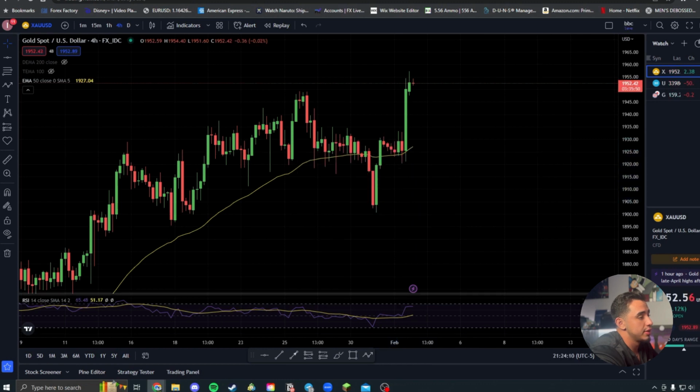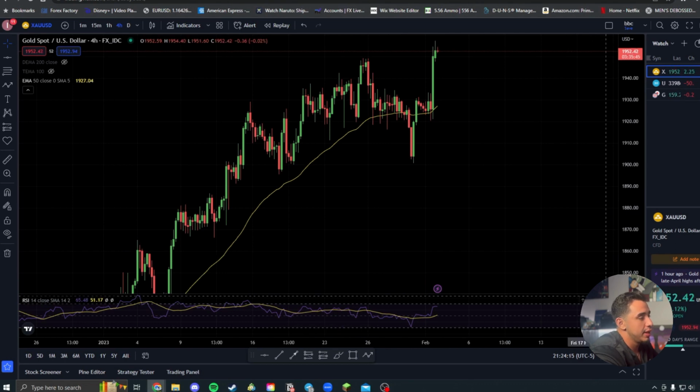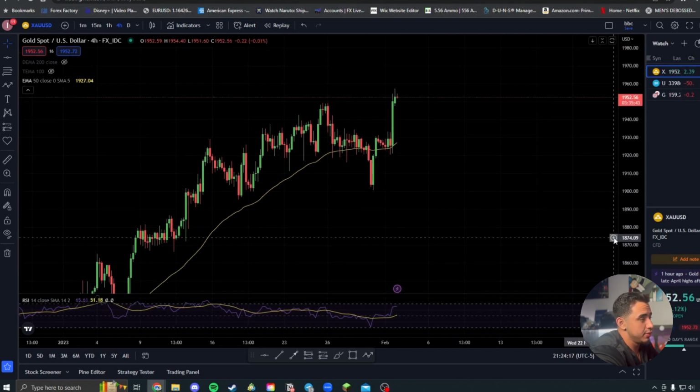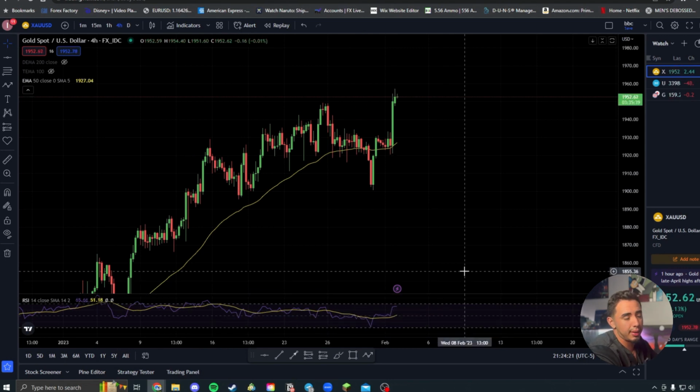Now, let's talk about the RSI and the power of having RSI. Essentially, all the RSI does is make it a little easier for you to see whether price is oversold, not price, but the currency is oversold or overbought.